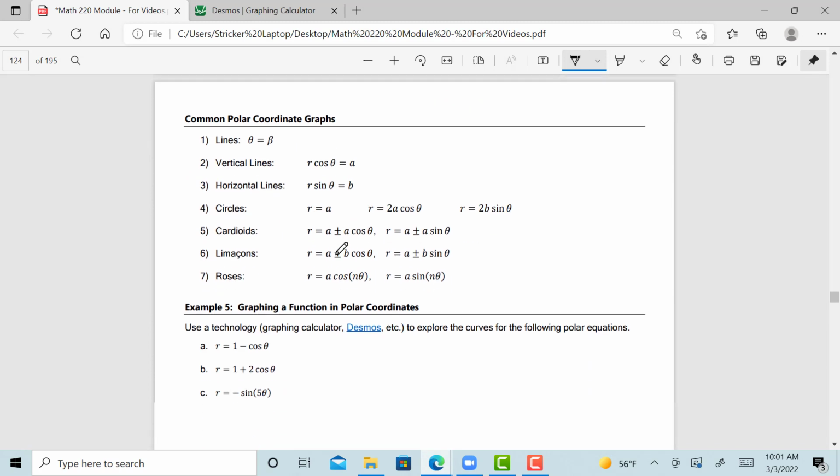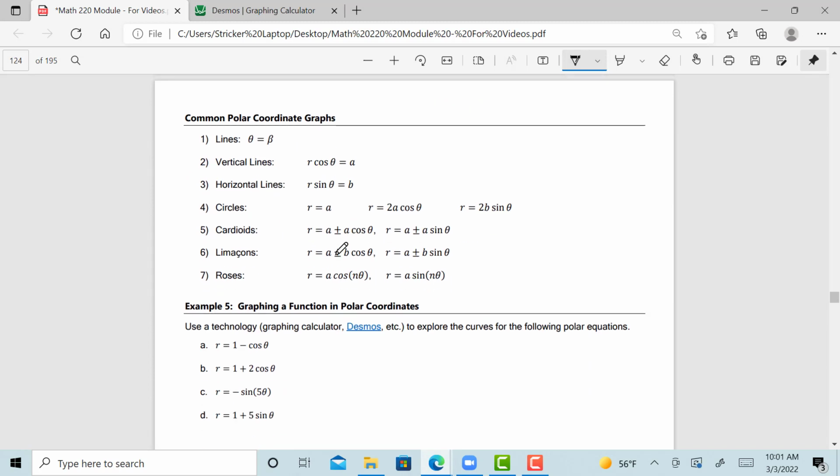Scroll back here. We also have vertical lines. Vertical lines have the form r cosine theta equals a. That should make sense because we know r cosine theta is x. So this is a line that has the form x equals a. And the same thing goes for horizontal lines. That looks like y equals b, right? Those are horizontal lines. And then we have circles.